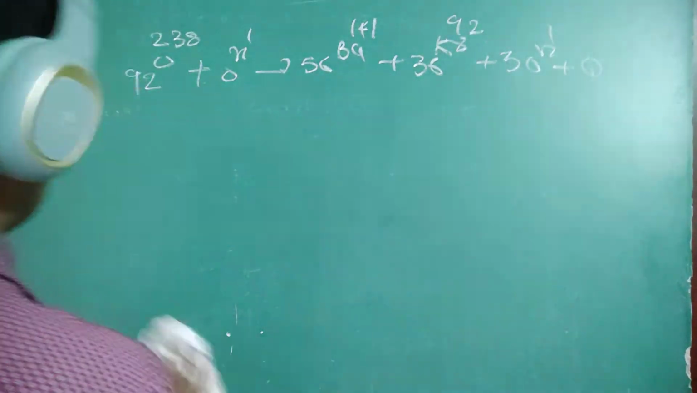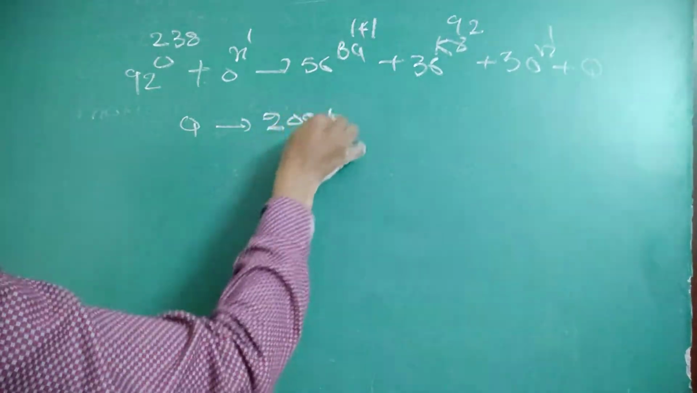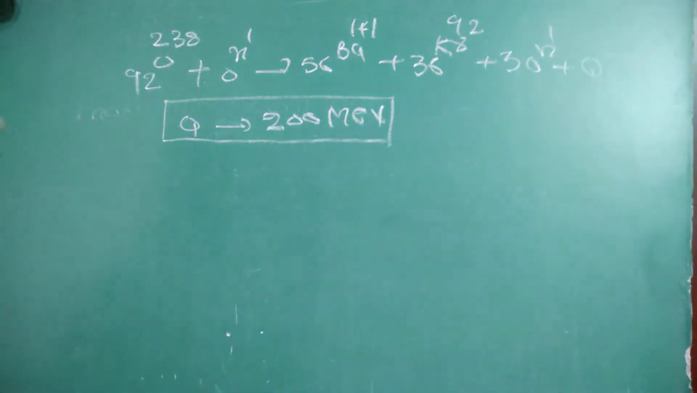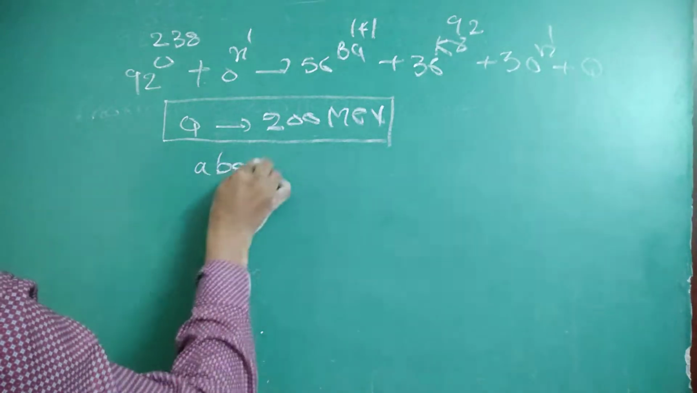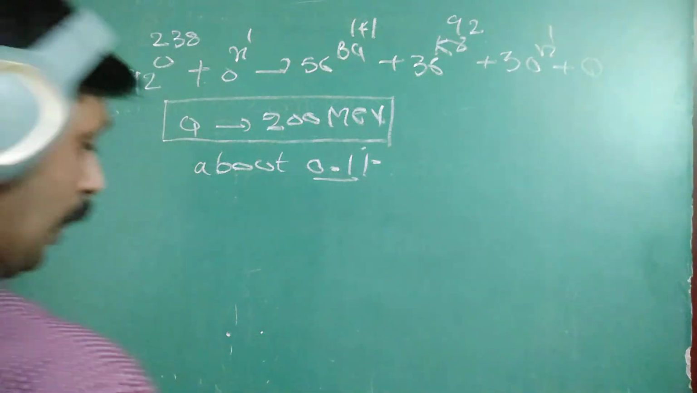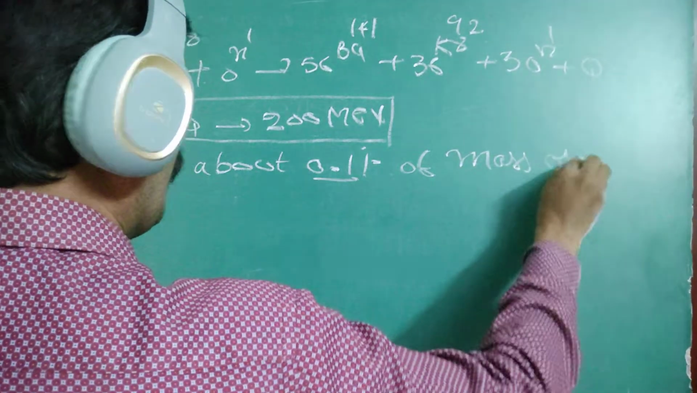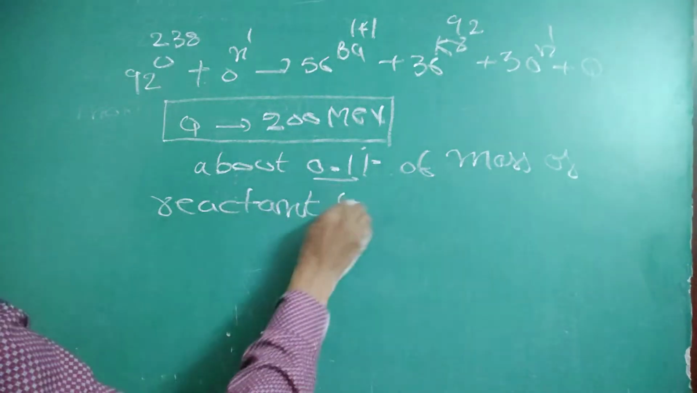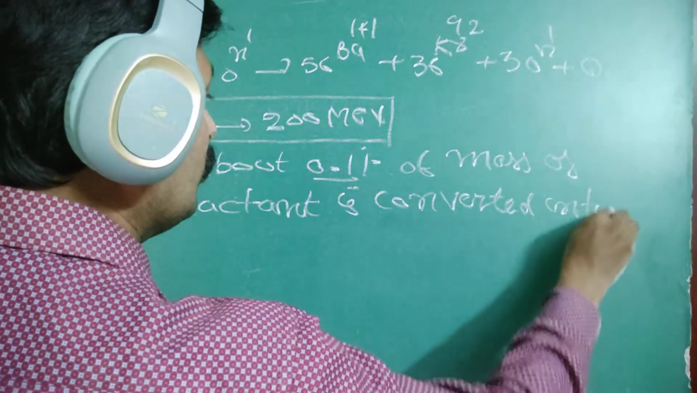With this whole process, after completion, it generates an energy nearly equal to 200 MeV. The value of Q is the energy coming out. In the case of the nuclear fission process, the energy is how much? 200 MeV. About 0.1% of mass of reactant is converted into energy.